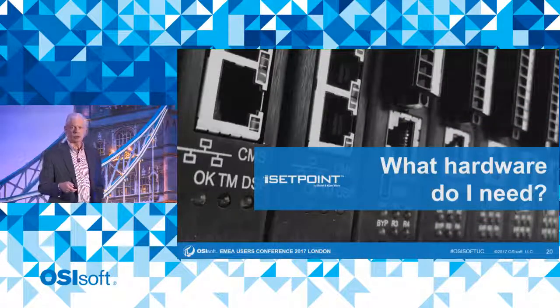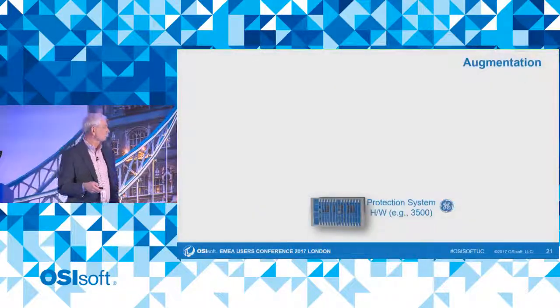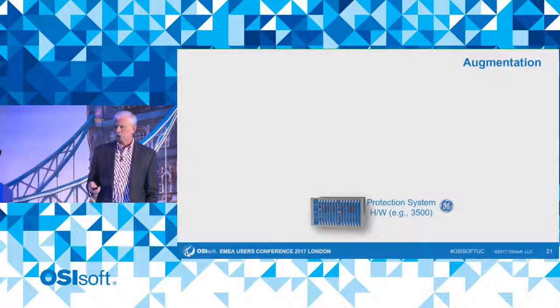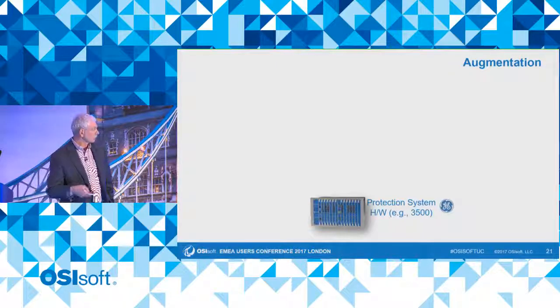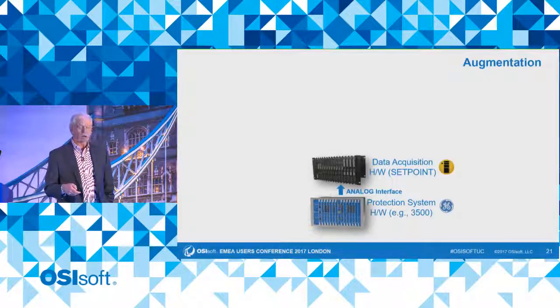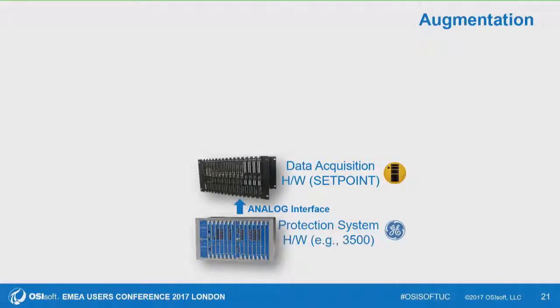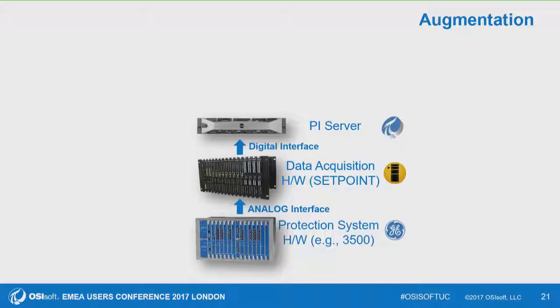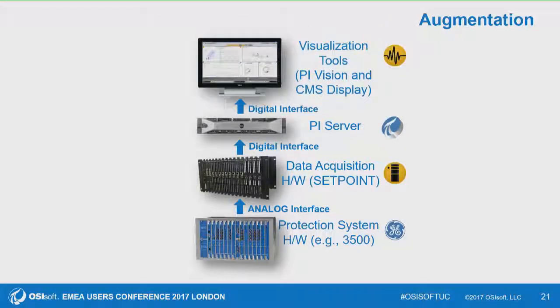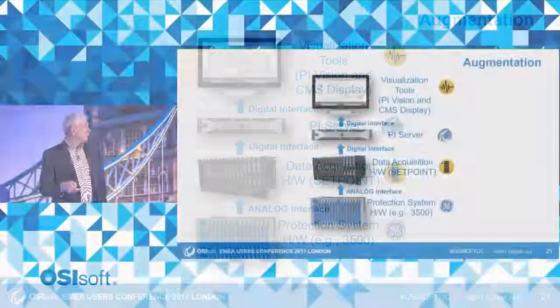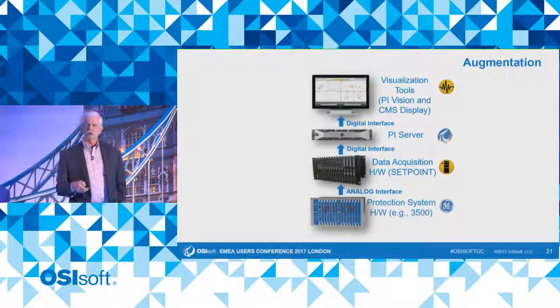So what kind of hardware do you need to do what I've just described? Let's say you already have a permanent vibration monitor. In this case, we've depicted one from GE, Bently Nevada. You can take the SETPOINT hardware and you can literally put it on top of your existing protection systems, stream the data out of that underlying protection system, and once we've digitized it in the SETPOINT hardware, we can stream it into your Pi server, and once it's in Pi, then you can visualize it. So we would call this augmenting your existing installation.